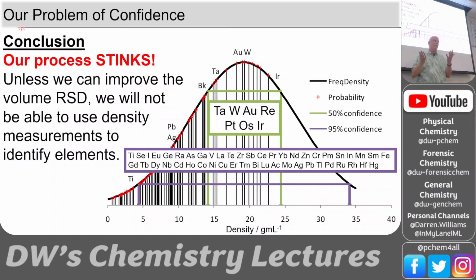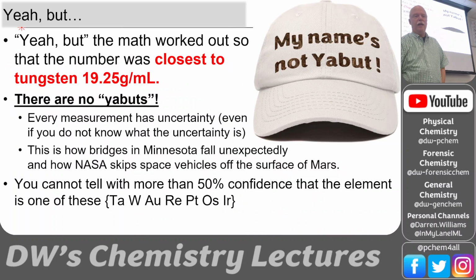So even though I have a really crummy process, if it measured to be that dense, 19.3, even though I'm uncertain, plus or minus 7, I can be 95% sure. Actually, since it's all on this side, I could be 97.5% sure that it's not one of those lower density metals. So it's not completely useless. And so you could say, yeah, but the math worked out so that the number was closest to tungsten, 19.25.